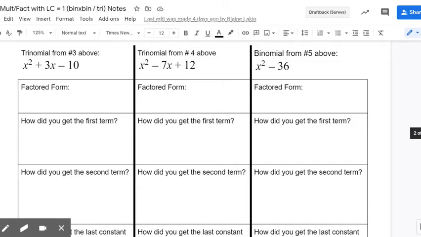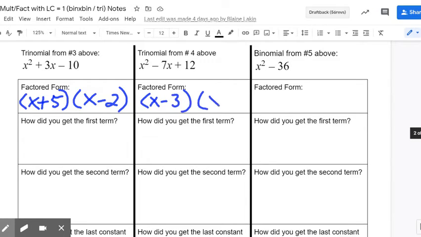So you may remember that x squared plus 3x minus 10 came from the factors x plus 5 and x minus 2. X squared minus 7x plus 12 came from x minus 3 and x minus 4. And x squared minus 36 came from x plus 6 times x minus 6. All right? Those were the factored forms that led to these three trinomials.